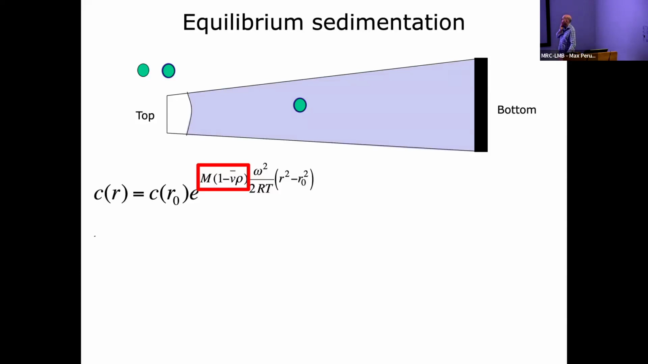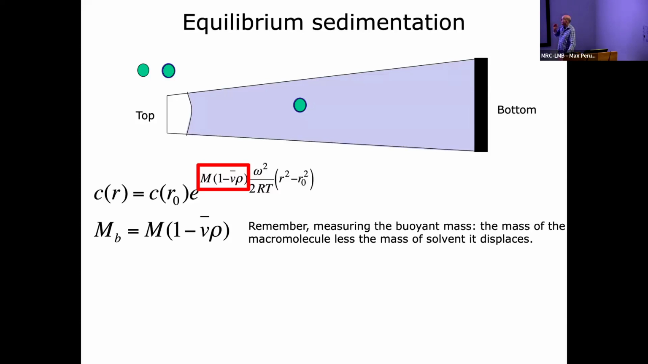Right. Okay. And of course, you're thinking that looks quite easy so far. But of course, we're not looking at dry samples. And so this buoyant mass is the mass of the molecule less the mass of the solvent that it has displaced.